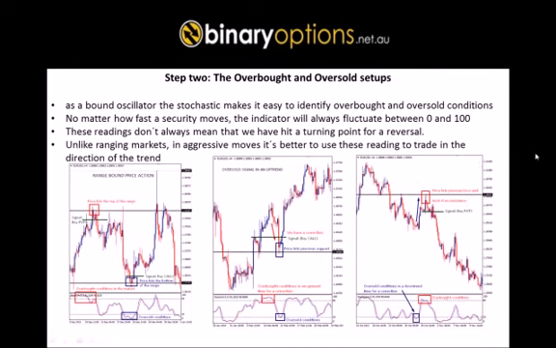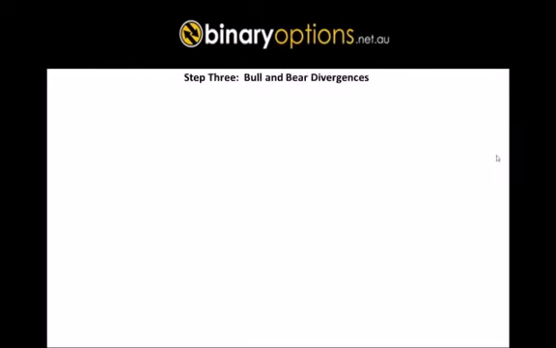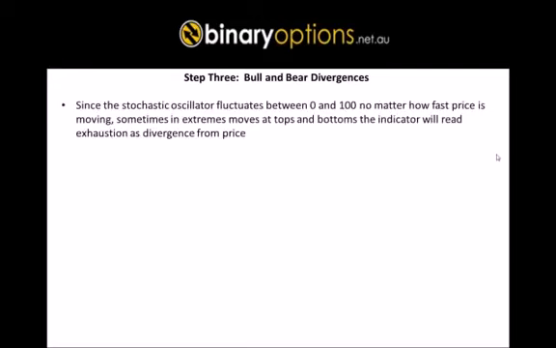Now let's go to the second setup we can look for with the stochastic oscillator. Of course, being an oscillator, we will have bullish and bearish divergences. Since the stochastic oscillator fluctuates between 0 and 100, no matter how fast price is moving, sometimes in extreme moves at the tops or bottoms of these moves, the indicator will read exhaustion of these moves as divergence from price. Okay?